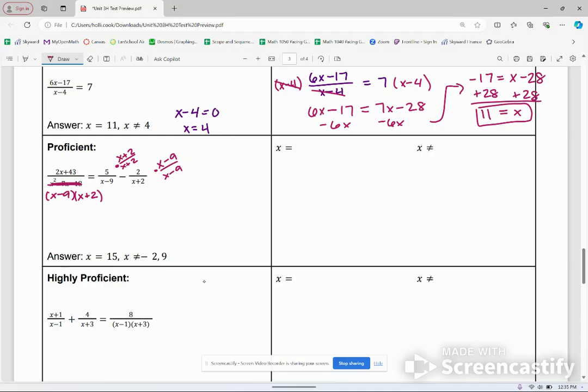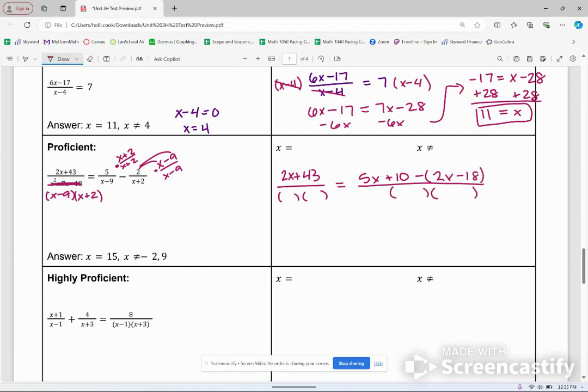All right, so let's do that multiplication. So we've got 2x plus 43 on the one side, and then we have 5 times our x plus 2, so 5x plus 10. Okay, and then we have our subtraction, so I'm going to do minus parentheses. Okay, and then now I'm doing this 2 times x minus 9, so we have 2x minus 18.